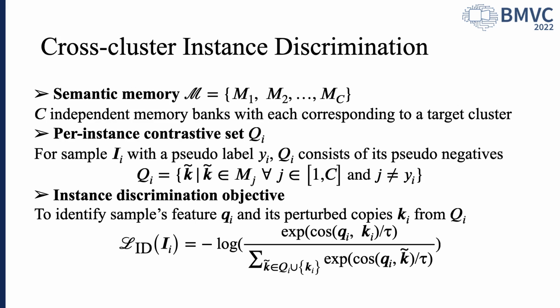To conduct contrastive learning without being contradictory to clustering, we introduce a semantic memory to construct a per-sample contrastive set at the cluster level and finally enable cross-cluster instance discrimination. The semantic memory is composed of C independent feature queues as the memory banks for C clusters, with a one-to-one mapping between them. The SCL then constructs the contrastive set for each instance by the features stored in all the memory banks except for the one corresponding to its own cluster. And the loss function for instance discrimination is to identify each sample by its augmented counterparts from its contrastive set.